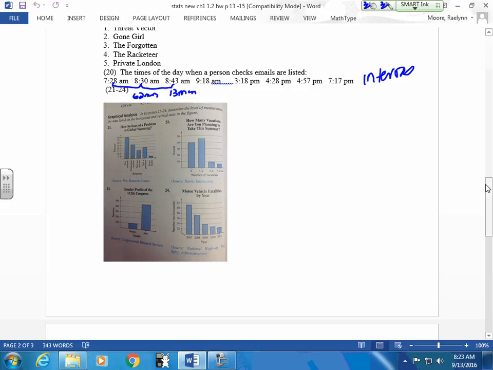7:28 and 8:30. Can I compare those? Nope. I can compare how many minutes elapsed, but I can't compare this timestamp. That's what interval means. There's a meaningful difference between that timestamp. But that timestamp, I can't say, this was twice as long as this one. This was half the time of this one. 2 times as long that I waited in between. I can only do that if I calculate how many minutes in between them. Okay?